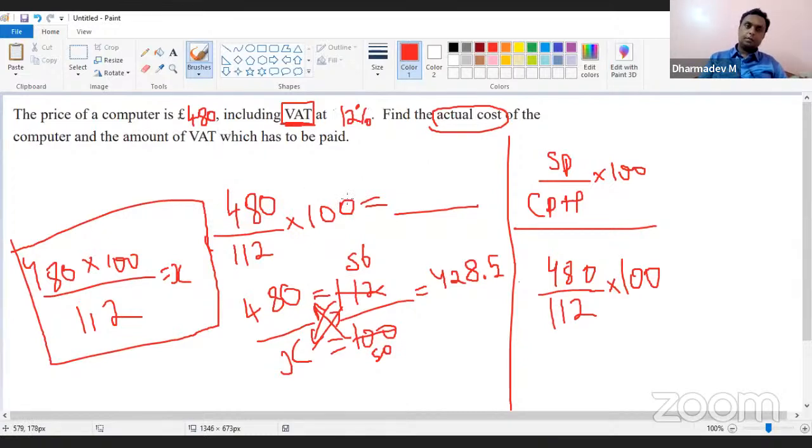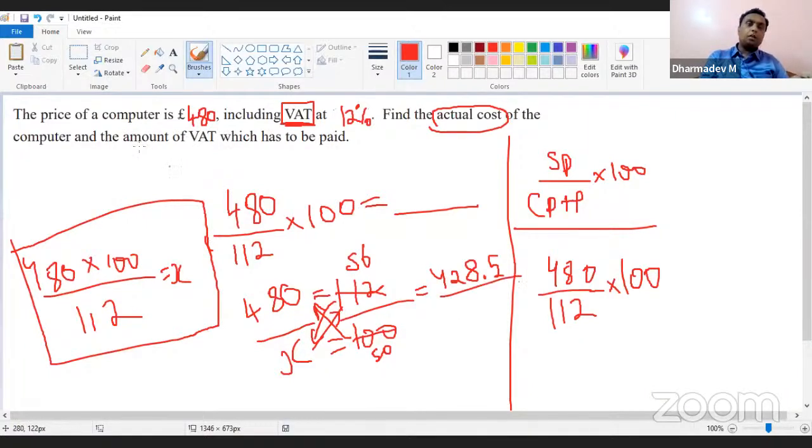Okay. So the cost price is 100. Cost price is always 100%. So what are we trying to find exactly? We are trying to find the cost price. That is where we are multiplying it by 100.